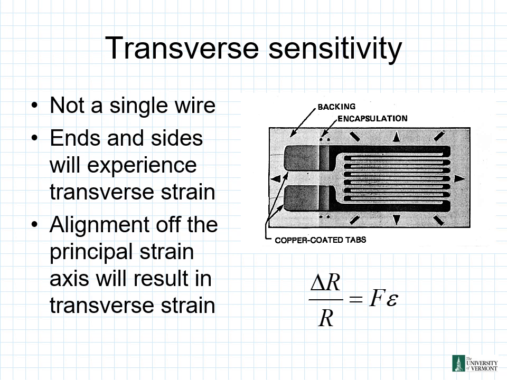So look at our strain gauge again here. Talk about transverse sensitivity. A couple items here. It's not a single wire. Ends and sides will experience transverse strain. And alignment off the principal strain axis will result in transverse strain. We can see here we have our relationship that we just saw from the previous slide: our delta R over R is equal to F times our epsilon.